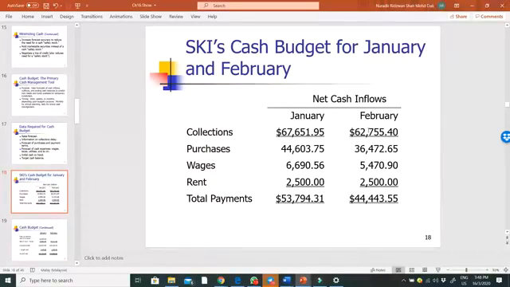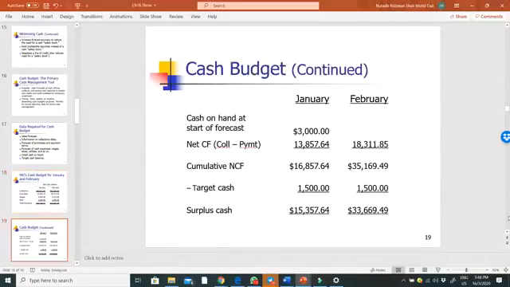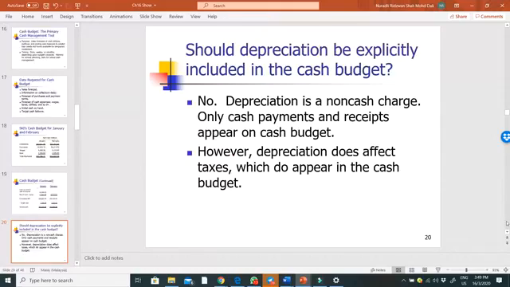Okay, you have 62,000 collection. Your total payments will be 44,000, right? So the balance is actually 18,000. And then the cumulative net cash flow is 35. How do you get 35? 15 plus 18, you get 35. So minus 1,500, so you get 33,669. So this is your surplus cash.